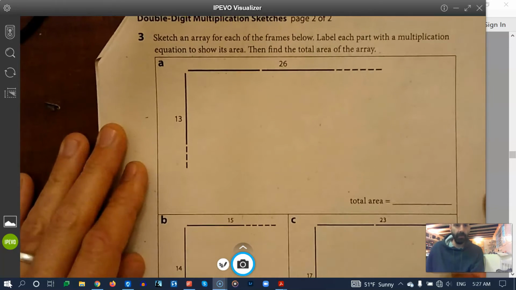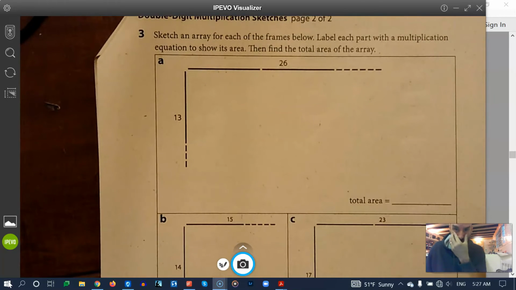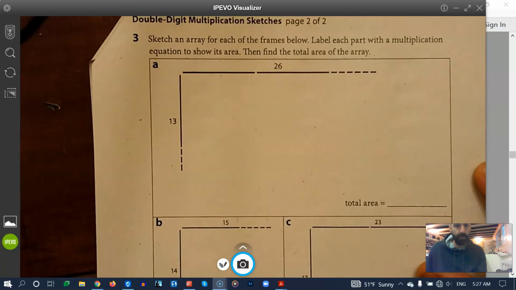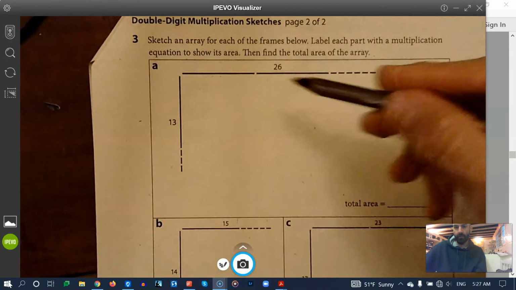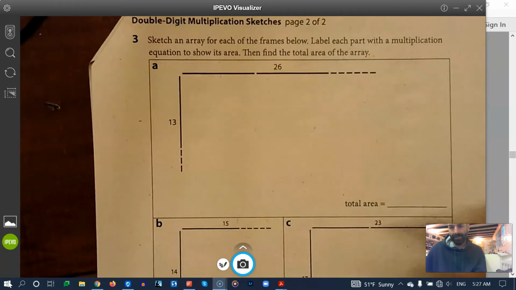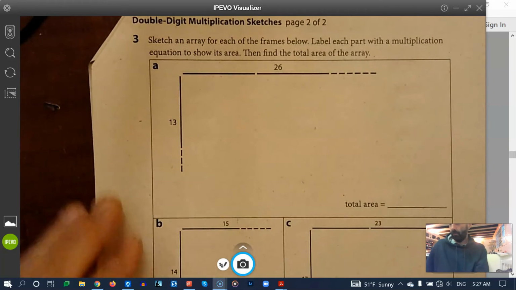All right. Number 3, sketch an array for each of the frames below. Label each part with a multiplication equation. Show us area and find the total area of the array. So they're wanting us to draw the rectangle and the different areas and then solve that out and then have an answer down here. So I'm going to do that in 3, 2, 1.